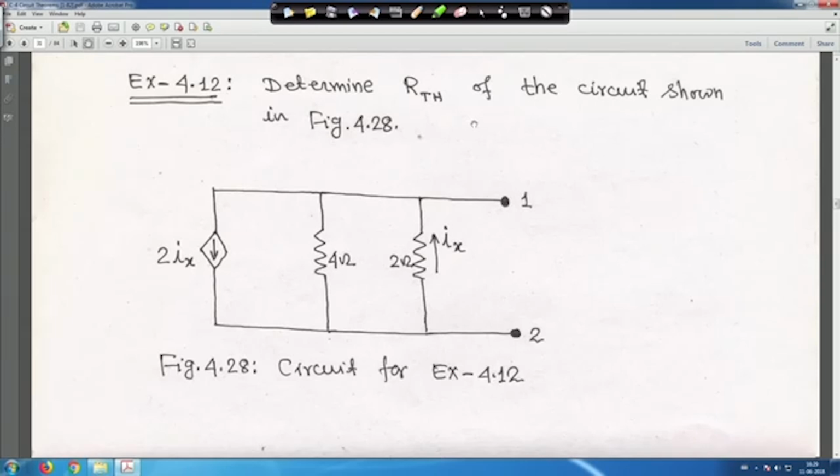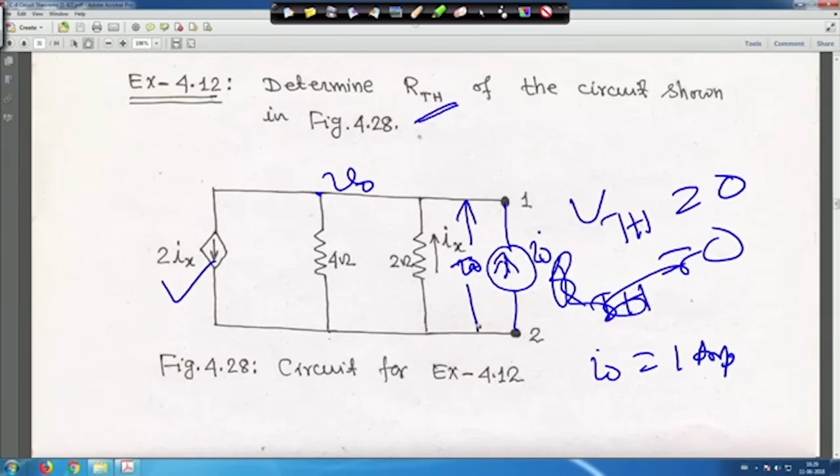This is 2 Ix and this is Ix, so a dependent source is there. What you can do is connect an independent current source I0. You can take I0 as any value, say 1 ampere, and this voltage, say, is V0. This is a common node and this is your V0. So this voltage is V0, therefore R Thevenin you will get as V0 by I0.